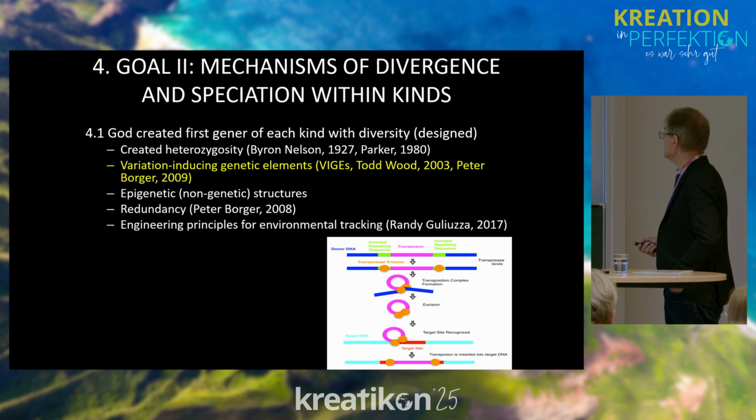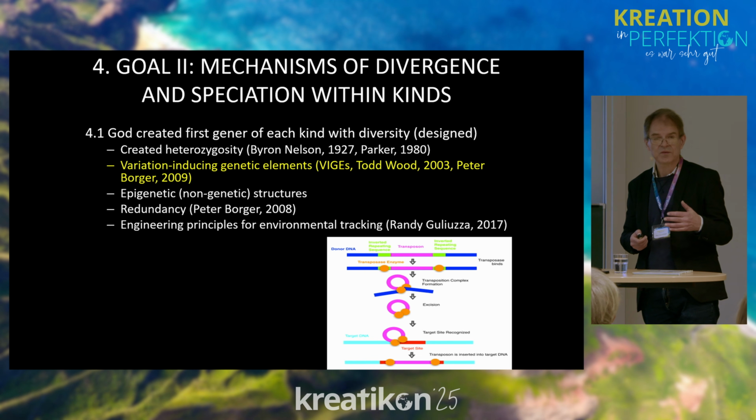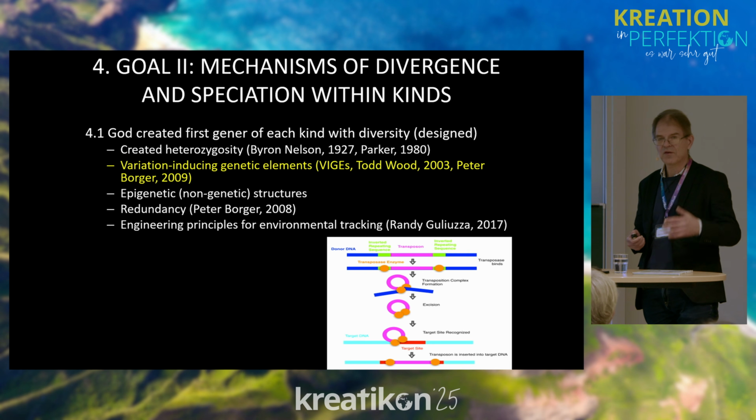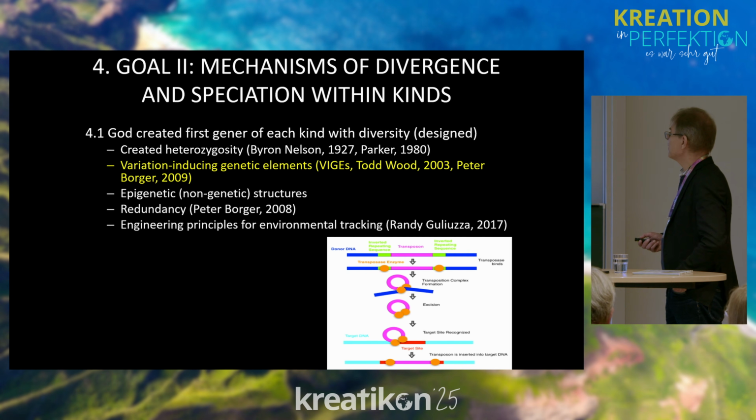Then we have the second principle, variation-inducing genetic elements or transposable elements. This is one example of such an element, a transposon. So this is part of DNA from one chromosome that is transferred to another part of the chromosome. And the possibility of this was a part of the first generation in order to later on in the history of the kind make it possible for speciation to take place.